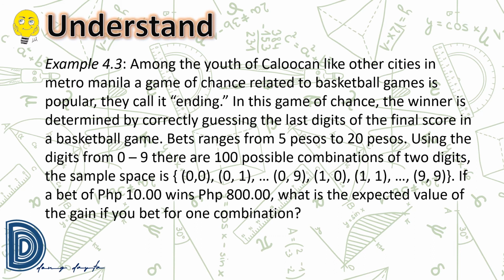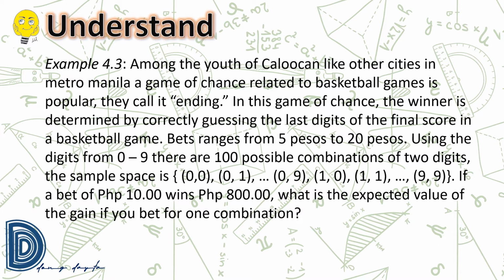Let us have an example. Among the youth of Caloocan, like in other cities in Metro Manila, a game of chance related to basketball games is popular. They call it ending. In this game of chance, the winner is determined by correctly guessing the last digits of the final score in a basketball game. Bets range from 5 pesos to 20 pesos.